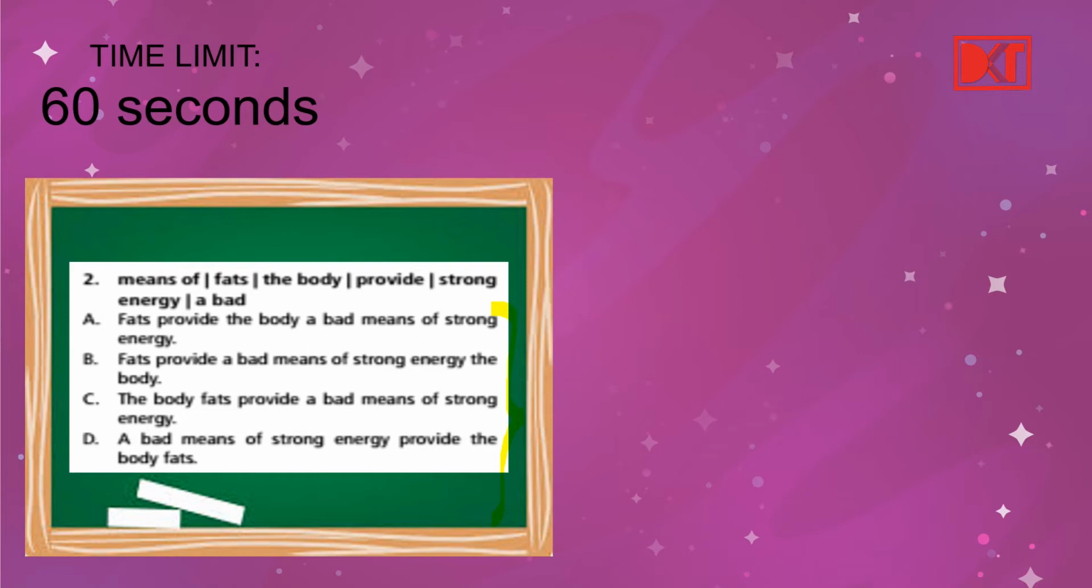Now here if you read all of these, then accordingly the correct answer is A. Fats provide the body a bad means of strong energy. Others, you see B, fats provide a bad means of strong energy to the body. Here this is not making sense. Here it should be a bad means of strong energy to the body. Then C, the body fats provide a bad means of strong energy. This also doesn't make sense. Then a bad means of strong energy provide the body fat. This is also grammatically incorrect because here you see the verb agreement is not there.